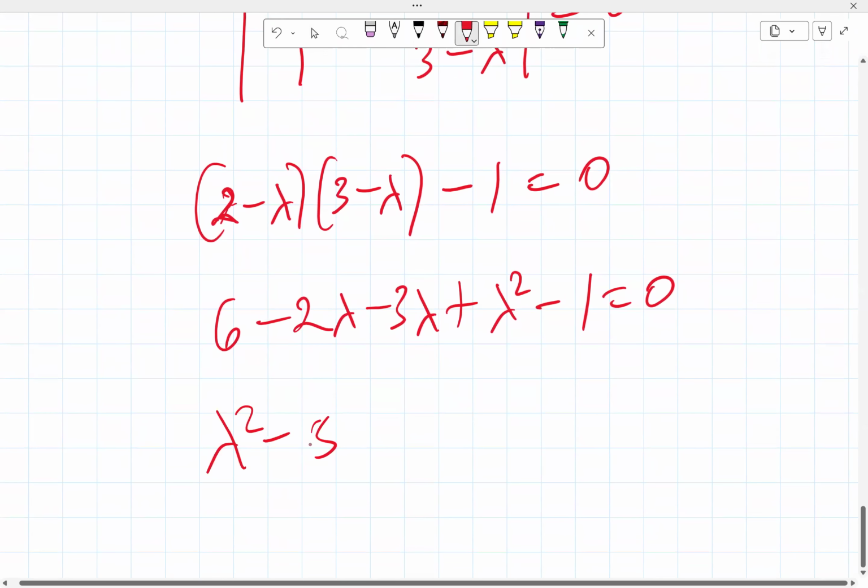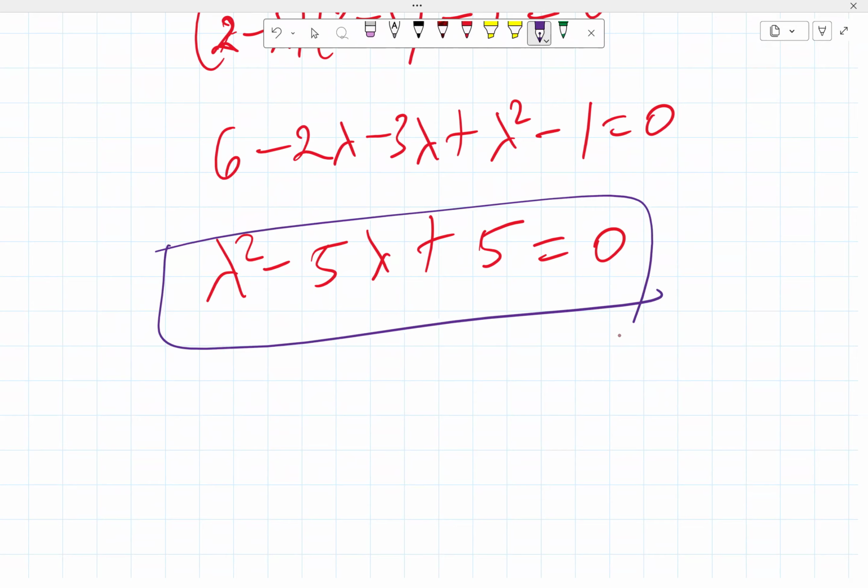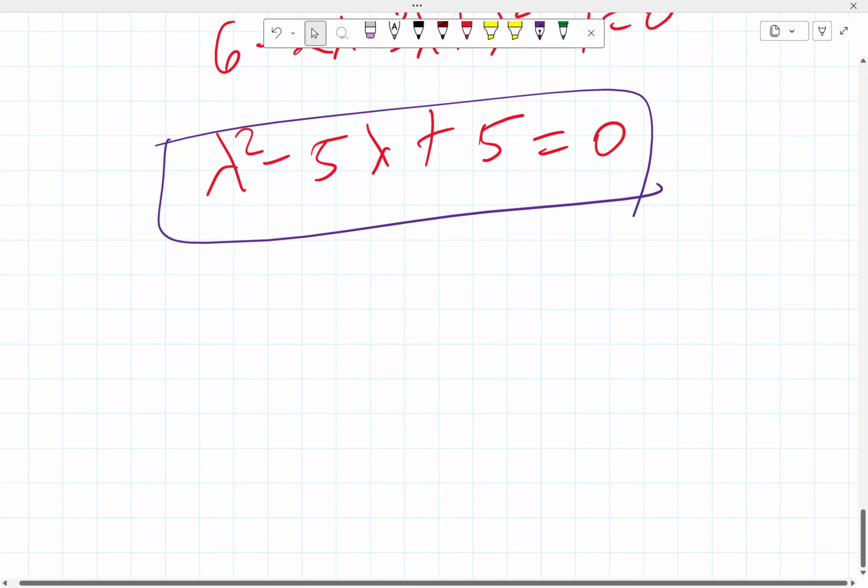So this is our characteristic equation now. To get the lambdas, which are the eigenvalues, we use the quadratic formula.